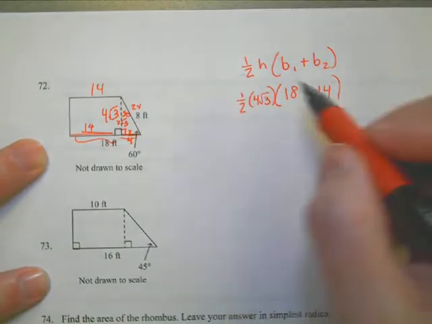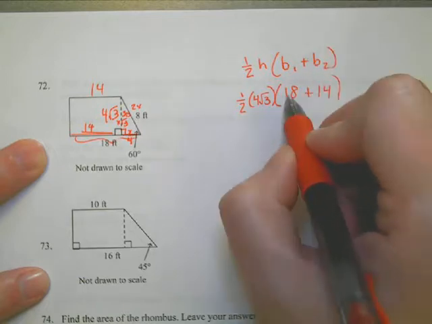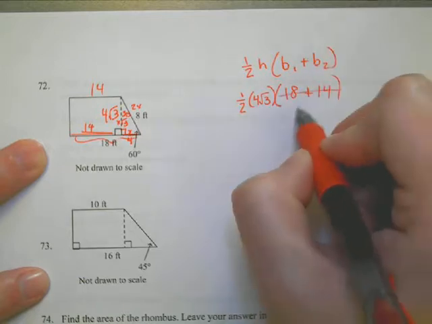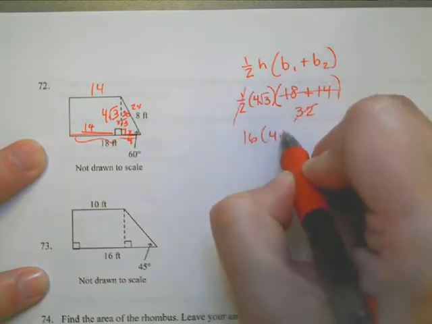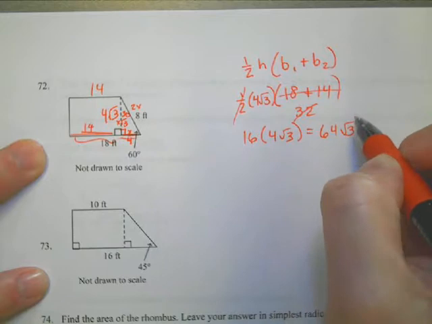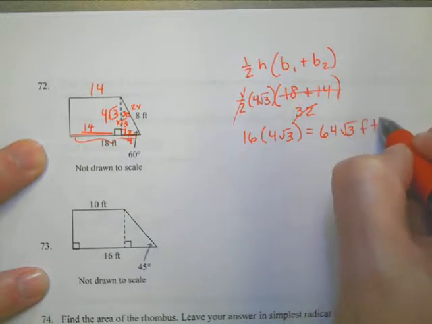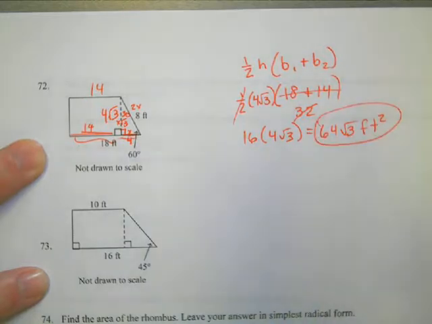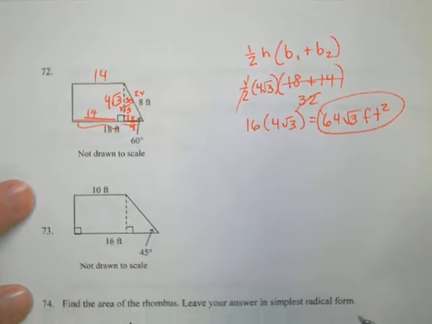Alright, so I'm going to simplify this. 18 plus 14 is 32, and half of 32 is 16, so I've got 16 times 4 root 3, which is 64 root 3, and this does want us to leave it in simplest radical form, so I'm ending up with 64 root 3 square feet for number 72.